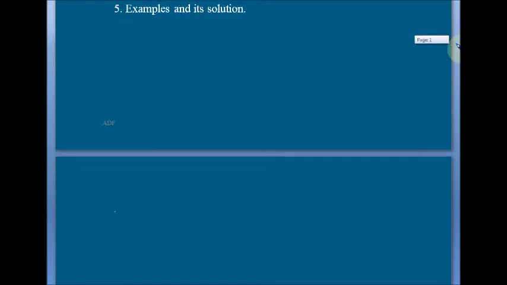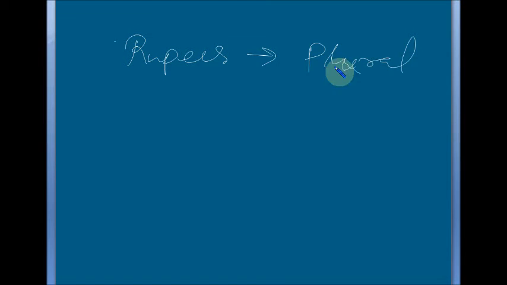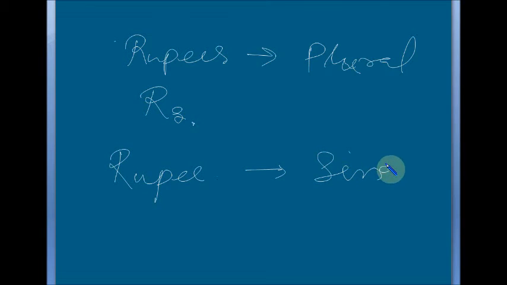What is the symbol of the rupee and rupees? We write rupees. Rupees is the plural of rupee, and it is written like RS with a point. Rupee is the singular. It is written as RE, mind it.